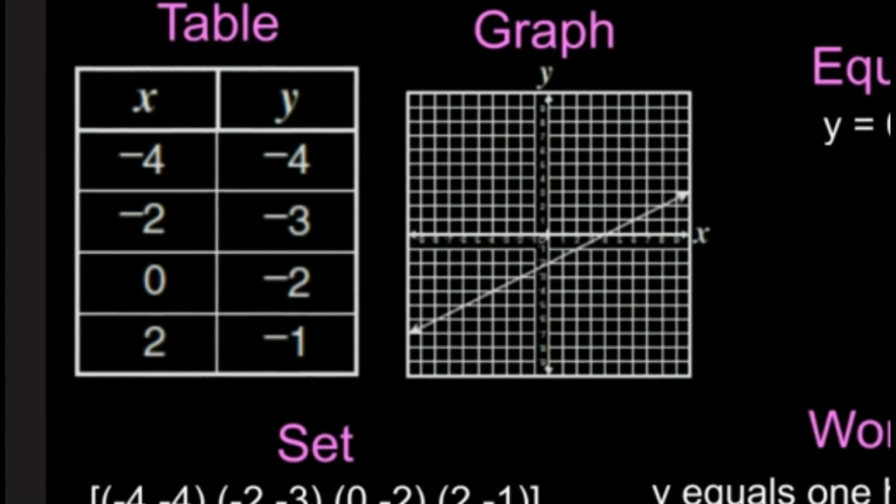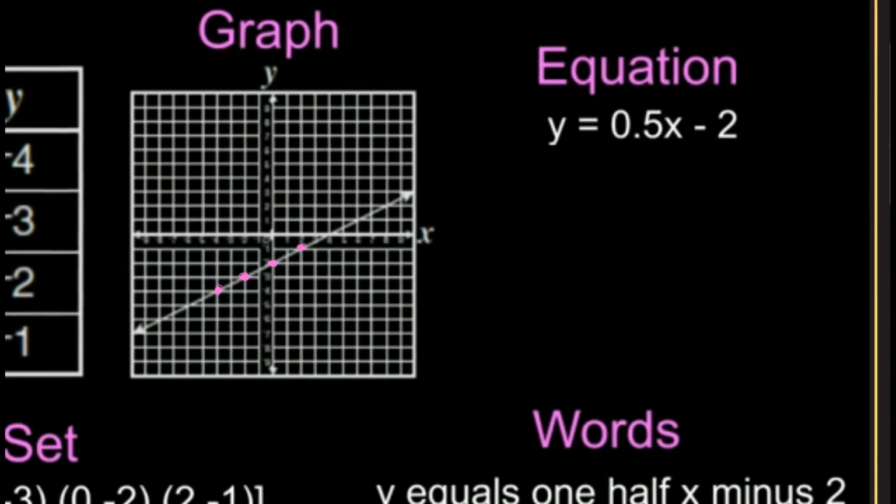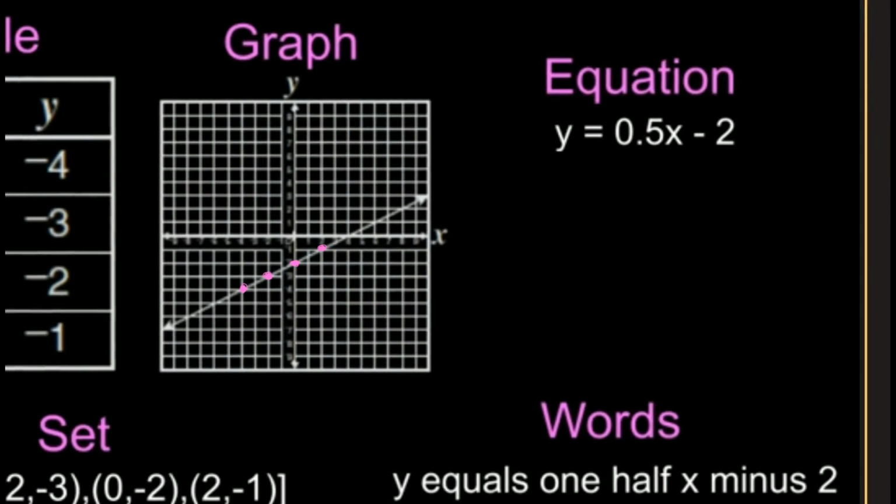As you can see, all that they did was plot this table. So they did -4, -4. They plotted that point, -2, -3, 0, -2, and lastly 2, -1. So they plotted those 4 points, getting that relationship from the table, creating this linear line on the graph. And then you can also view this relation as an equation.